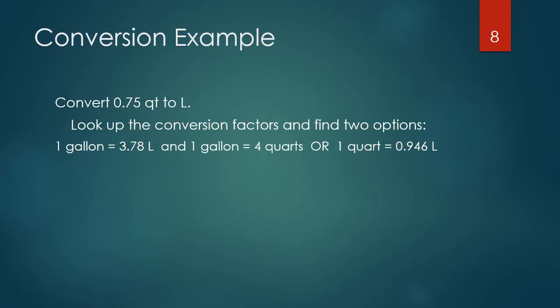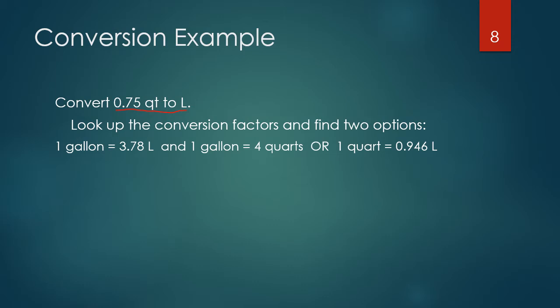So let's look at an example and how we would use conversion factors. In this example, we're asked to convert 0.75 quarts to liters. In order to do that, you're going to need to look up some conversions on a conversion factor sheet. Now, there are several different conversion factors that will get you there, and it really doesn't matter which ones you choose. As long as you are crossing out what you don't want and keeping what you do, you'll get the correct answer no matter the conversion factor.